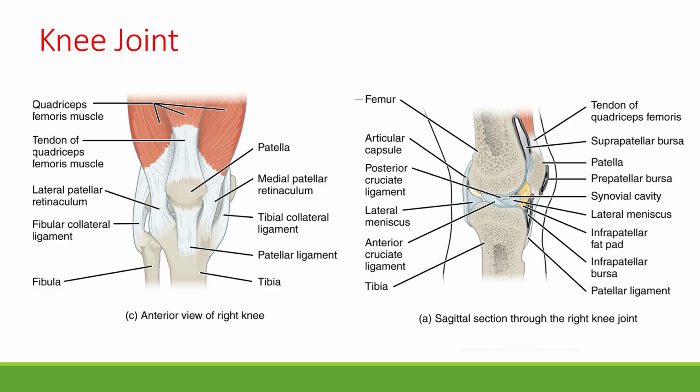So knees, taking a look at them, lots of different structures holding knees together, right? Lots of muscles, lots of ligaments, lots of tendons. There are lots of bursa. There are lots of other things that are holding these together. A really complicated joint.